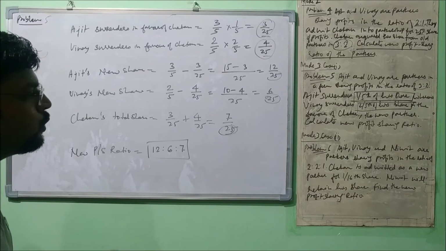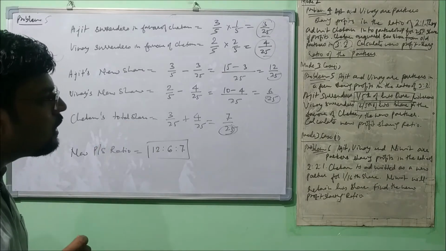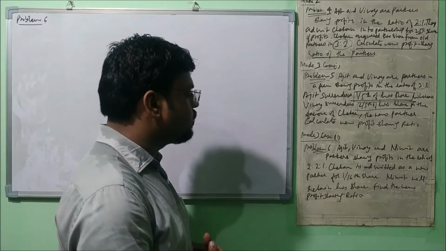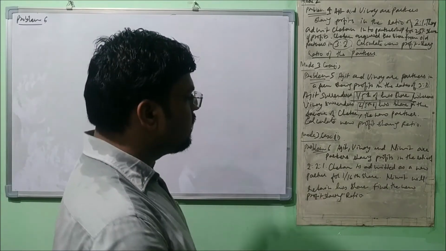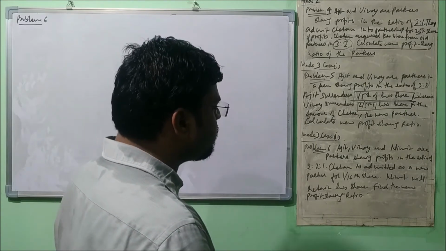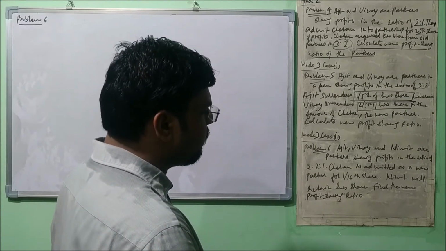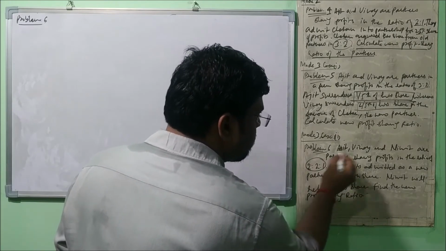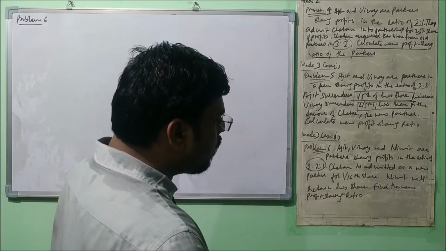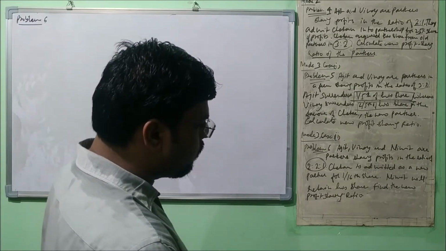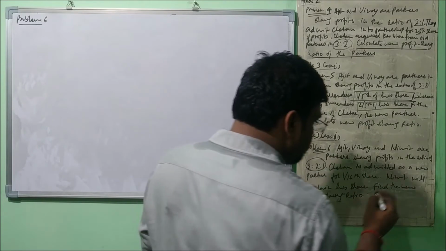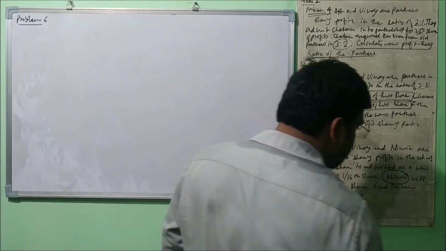Now let's move on to mode 3 case 2. What does problem 6 say? Ajit, Vinay and Nimit are partners sharing profit in the ratio of 2:2:1. Fine, that is their old ratio. There are 3 partners here. Chetan is admitted as a new partner for 1/16th share. Nimit will retain his share. Find the new ratio.